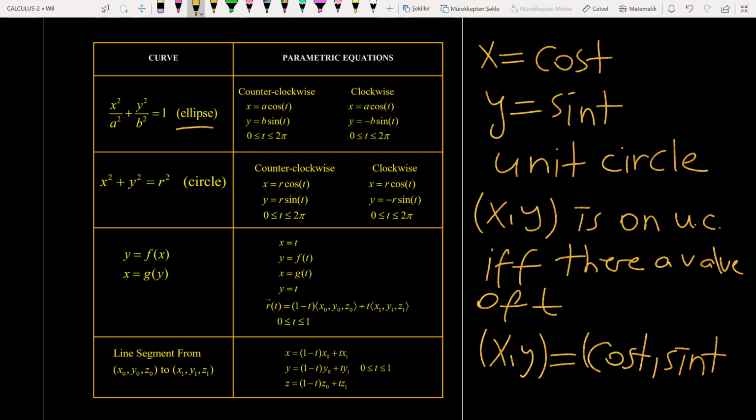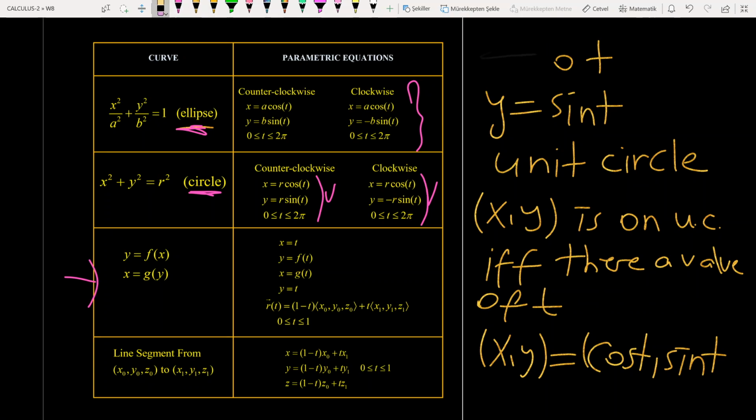For the ellipse formula, we have these parametric representations. Okay? If you have a circle, x squared plus y squared equals r squared, then you have these parametric representations. If you have counterclockwise rotation, then you have this one. If you have clockwise rotation, then you have this one.